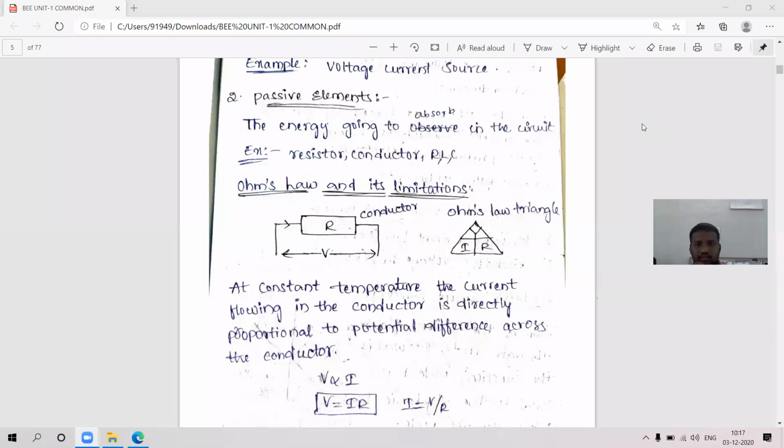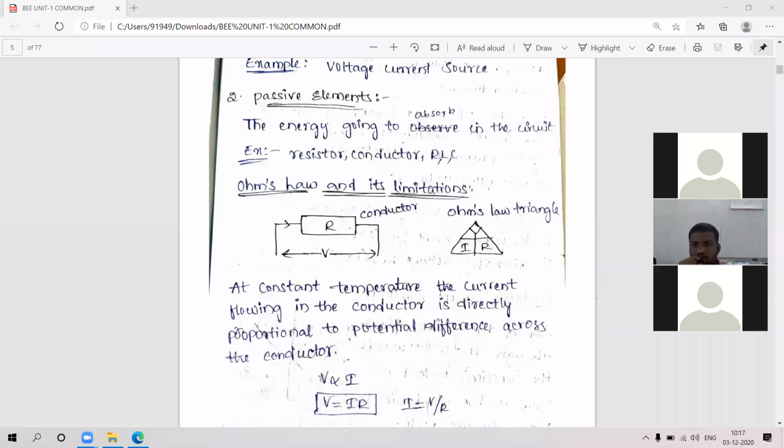Participants, is it clear? Hello, anyone answer? Is it clear? Yes, sir. You can unmute yourself. Okay, yes, sir.